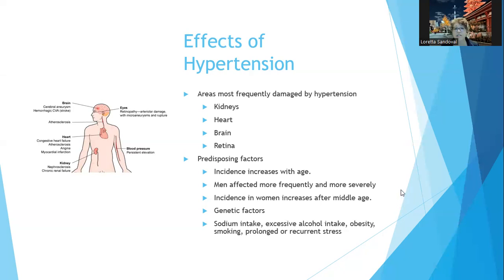And once your body stops making as much estrogen, then you lose the protection, basically. Genetic factors can definitely affect hypertension. Also sodium intake, excessive alcohol intake, obesity, smoking, or prolonged or recurrent stress. I was reading that even one cigarette can increase your blood pressure and your heart rate. So there you go.